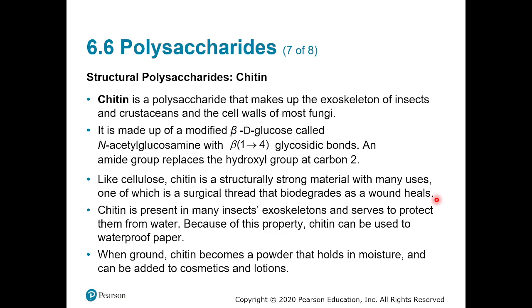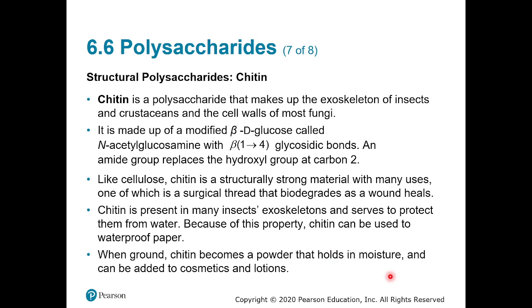Okay? All right, so chitin is actually present in insects' exoskeletons. It serves to protect them from water. Chitin can actually be used for waterproof paper as well. So you can actually make waterproof paper with chitin. You can make like plastic wrap that's actually a paper wrap with chitin, and that's biodegradable. Okay, and so you can actually do quite a few things with it.